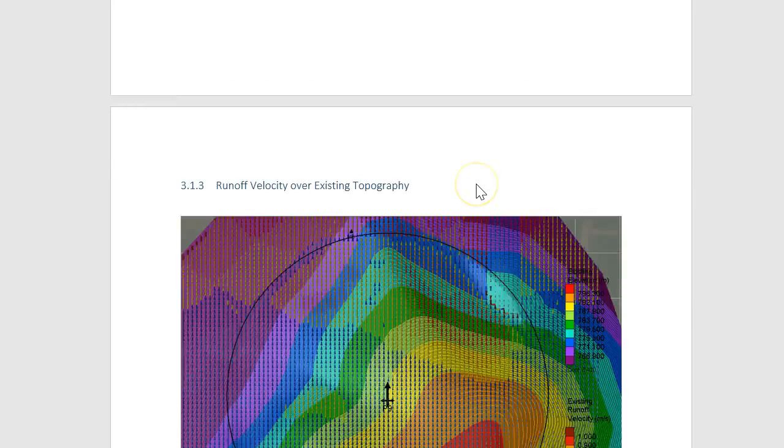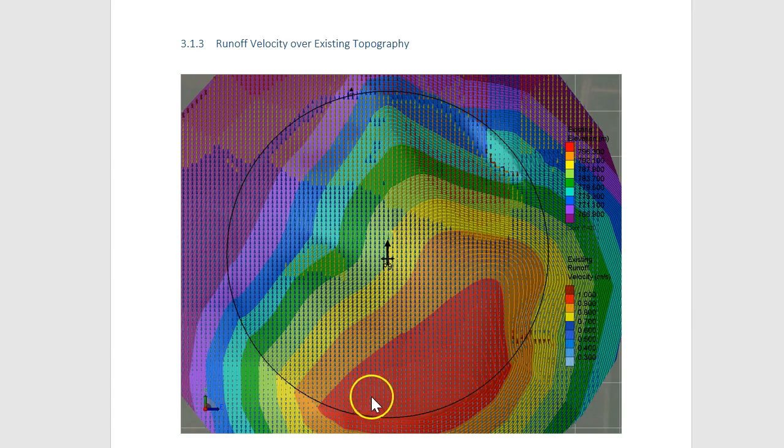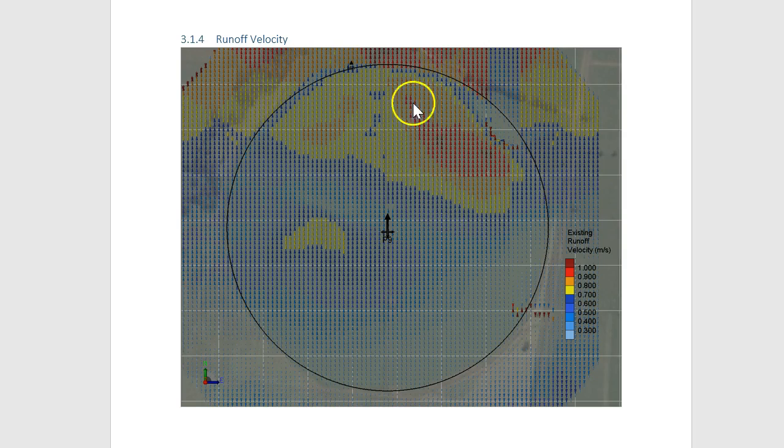If we overlay the runoff arrows on top of the existing topography, we can see that more closely. So you can see there it's quite steep here. That's where you get the high velocities. There's a little bit there, a little bit there. These are just the runoff velocities by themselves overlaid on the satellite image. So you can see high risk erosion areas here.